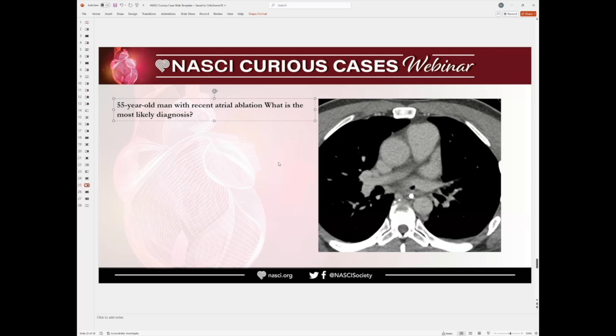Anybody have an answer? I know this is very difficult. But it was also very difficult to say there is an abnormality when you're scrolling up and down this chest CT, because I think it's a really subtle finding. Is it related to pulmonary veins? I'm guessing it's an atrioesophageal fistula. Very good. I couldn't guess it.